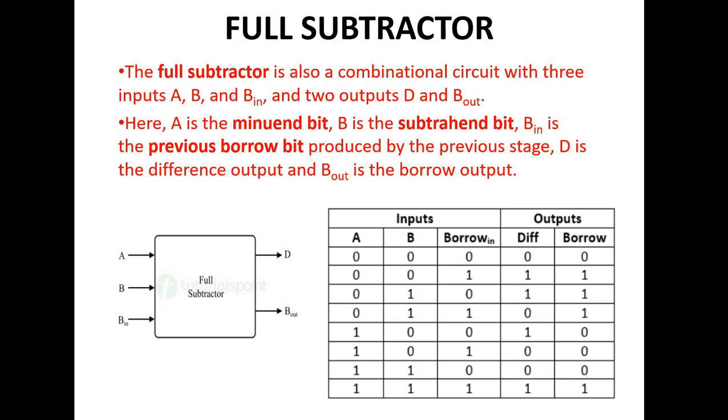Subtracting 0 minus 0 minus 0, the difference is 0 and the borrow is 0. Subtracting 0 minus 0 minus 1, you will get the difference is 1 and the borrow is 1. Subtracting 0 minus 1 minus 0, the difference you will get is 1 and the borrow is 1. In this way, the truth table is formed.